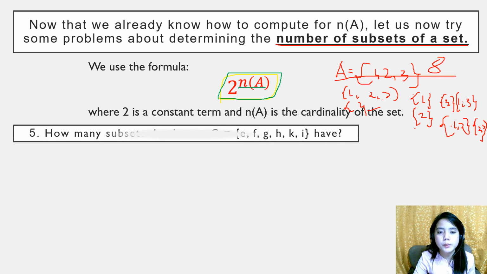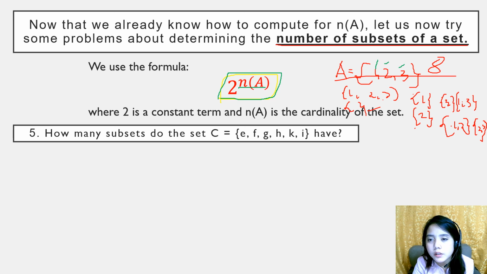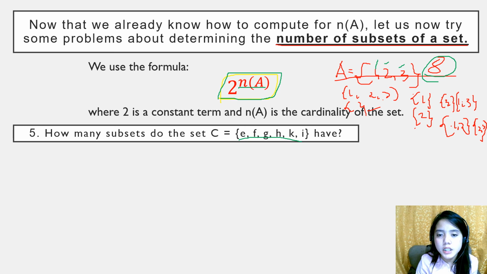Okay, example. How many subsets do the set C is equal to E, F, G, H, K, I? Okay, so kung tulo ka buok ang cardinality, or kung ang cardinality nato is 3, 8 siya kabuok subset, right? But what about kung ing-ani siya kadaghan? Pila ni siya kabuok? 1, 2, 3, 4, 5, 6. So, the cardinality for that set is 6, right?